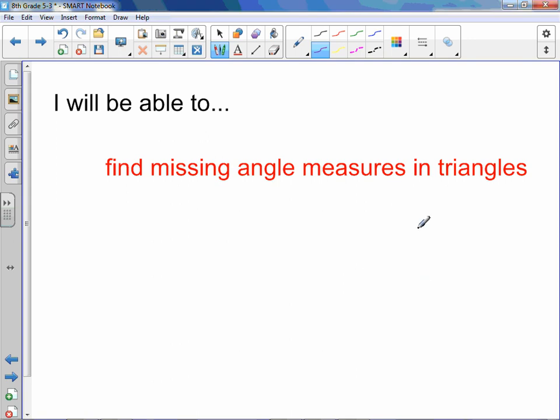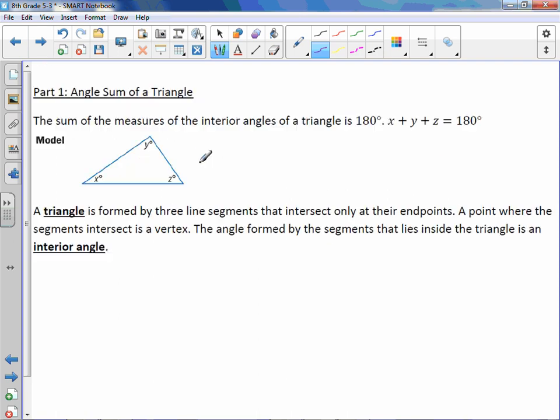Chapter 5, Lesson 3, Angles of Triangles. You will be able to find missing angle measures in triangles. The sum of the measures of the interior angles of a triangle is 180 degrees. So if you were to add up x, y, and z in this diagram, it would total to 180 degrees.